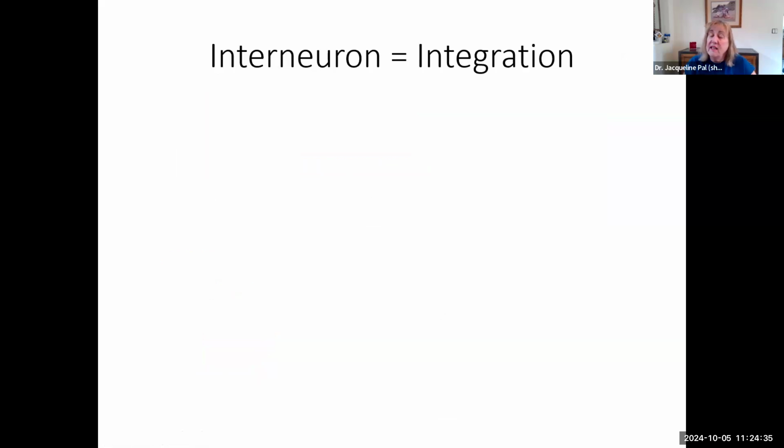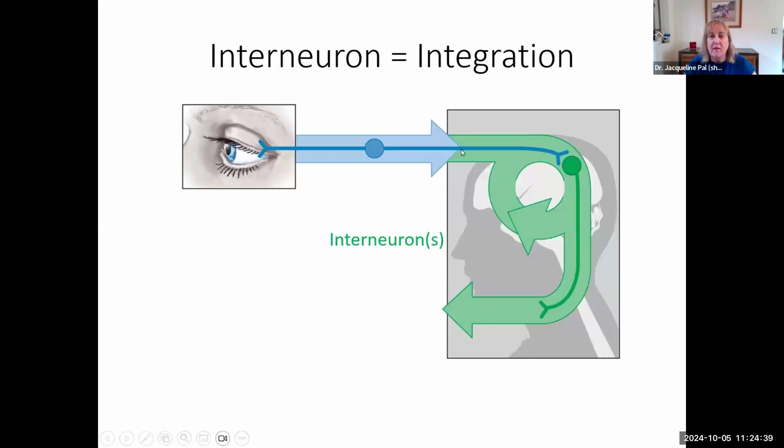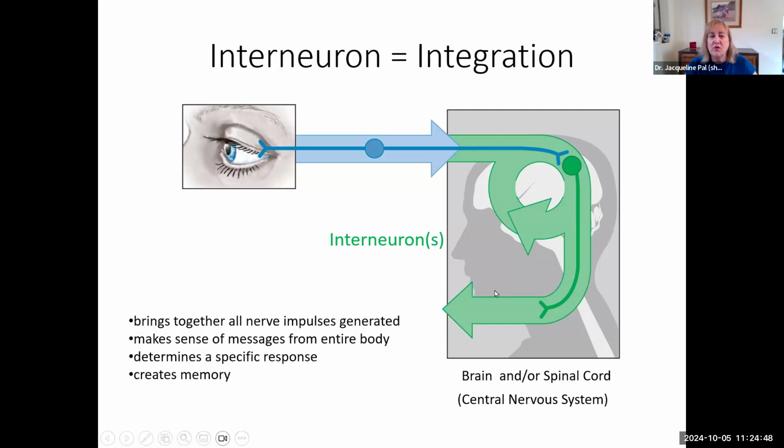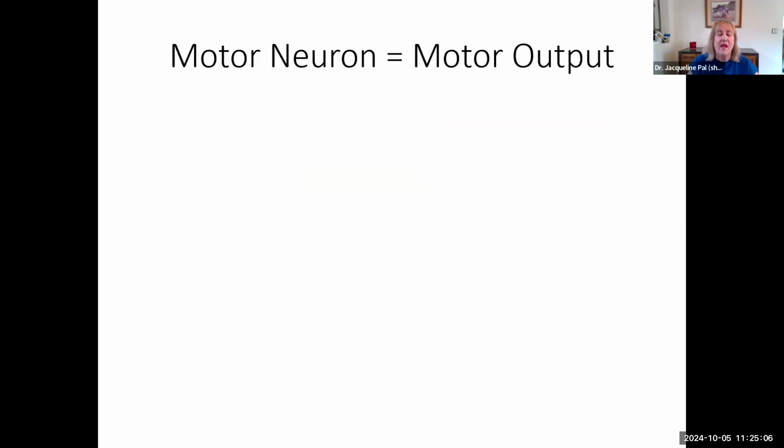The interneuron is the neuron that gives us the function of integration. And the interneurons are only in the brain and spinal cord, so they're 100% in the central nervous system. They're bringing together all the impulses that were generated to make sense of those messages, to determine what the specific response is going to be, and create memory if needed.